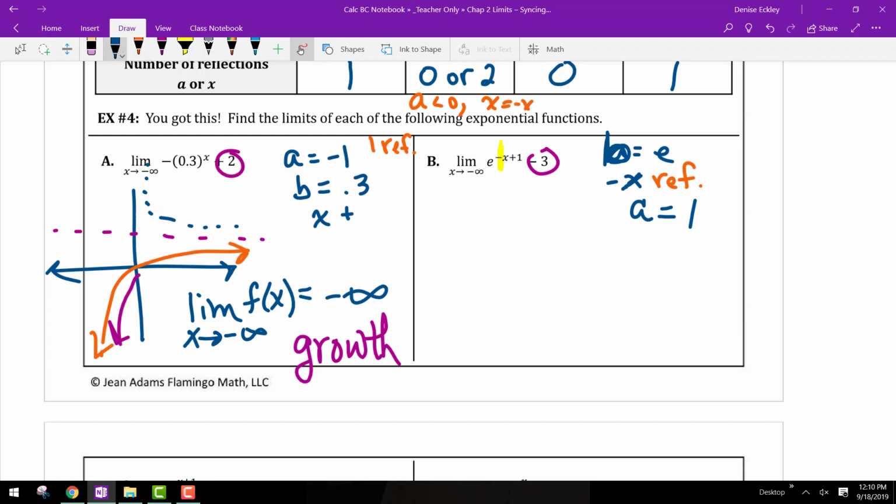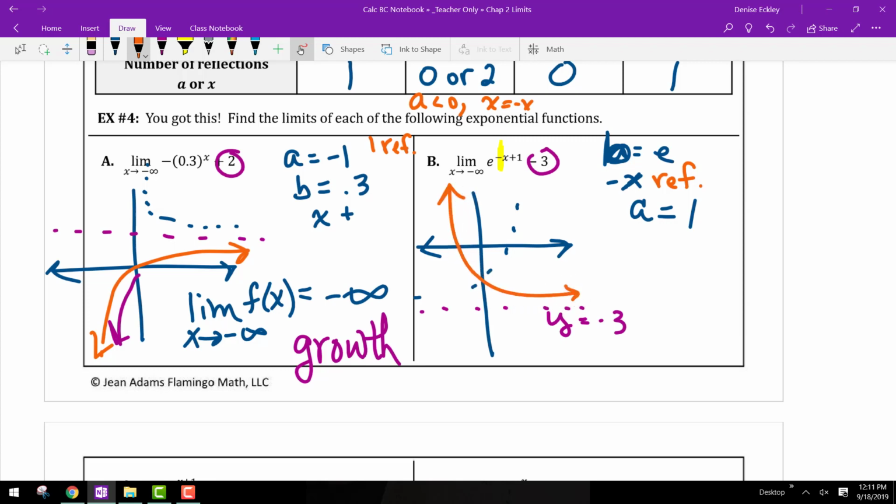Okay, so sketching this real quick. Normally it would look like this. Here's my negative 3. And normally it would be a growth that would be like this. But it's been reflected over the x, so it's going to go in the opposite direction. So it's going to go this way.